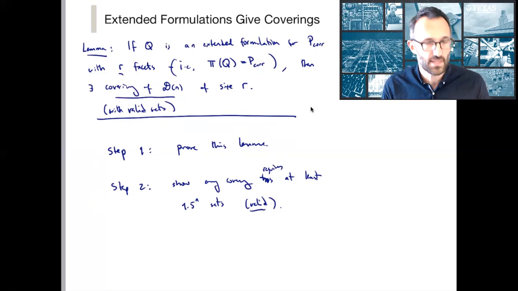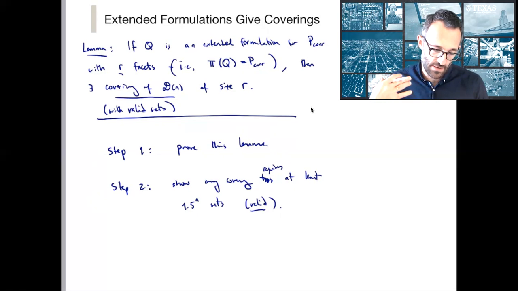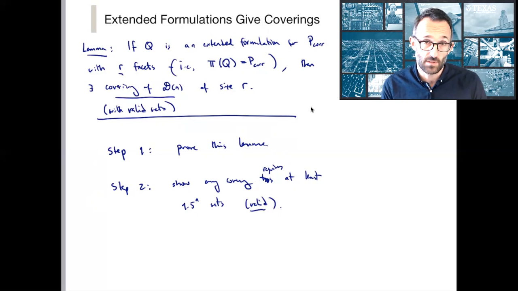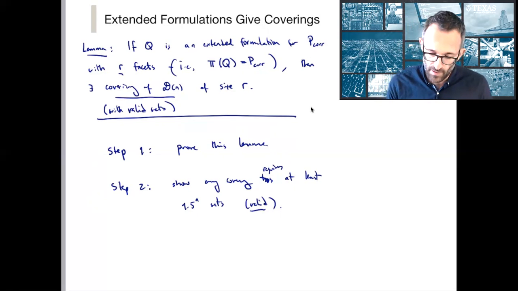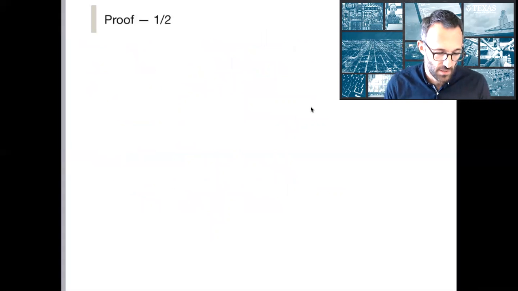So the proof of this lemma is going to feel very familiar to us because it looks very similar to the second proof of how communication complexity lower bounds the extension complexity. It's going to look very, very similar to that, and we saw that in a previous lecture. So let's get to it.